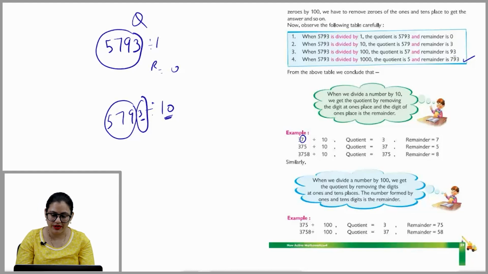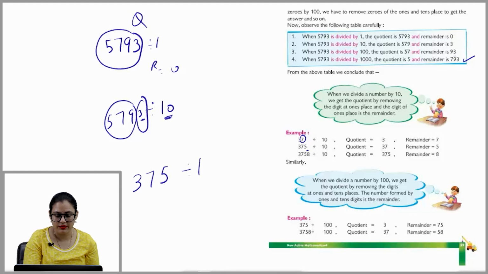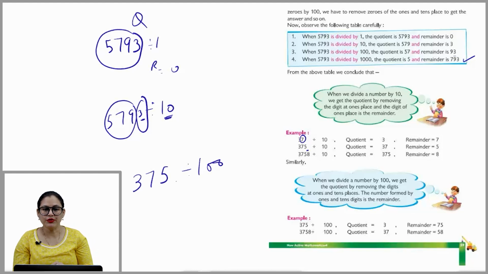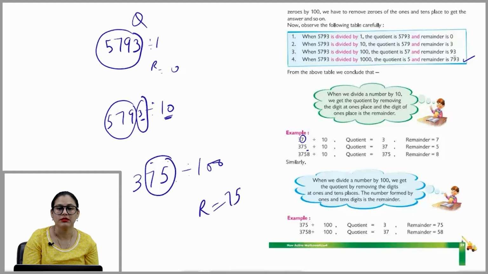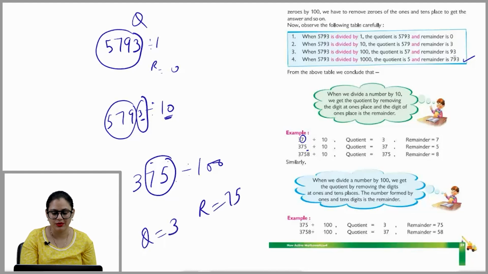375, here also we are dividing this number by 10. 5 is the remainder and the remaining numbers are the quotient. When we divide a number by 100, we get the quotient by removing the digits at ones and tens place. For example, 375 is divided by 100. The number formed by ones and tens digit is the remainder, and the remaining number, which is 3, is the quotient.